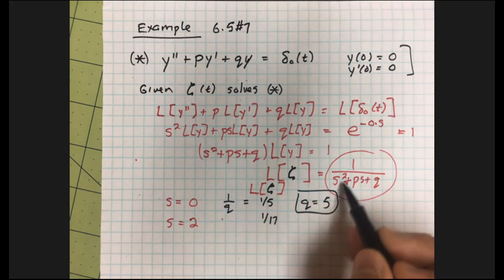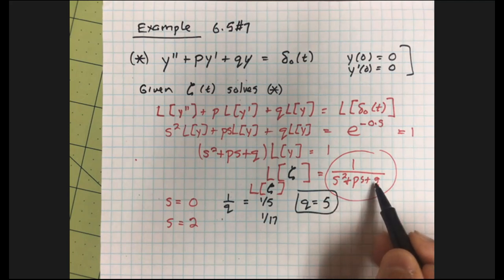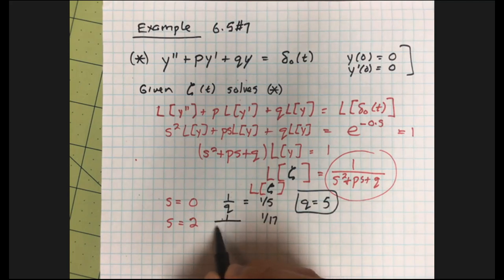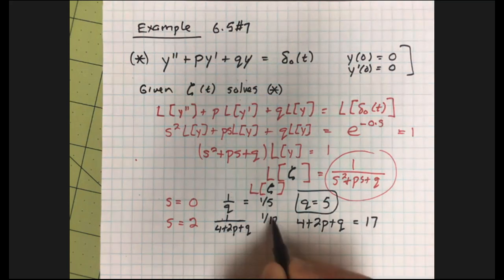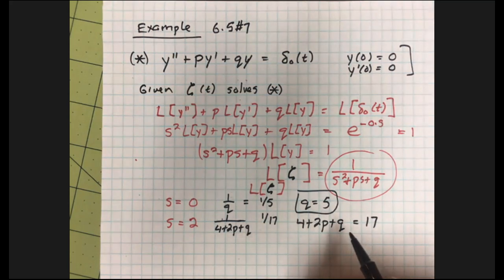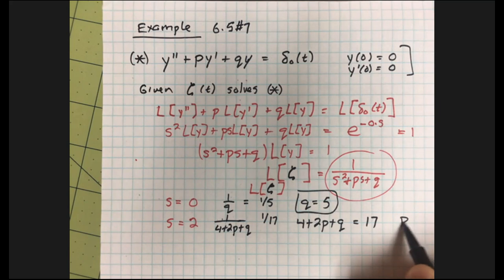When s is 2, I get a little more work here. I get 4 plus 2 P plus Q, so 1 over 4 plus 2 P plus Q. Well, that means 4 plus 2 P plus Q is 17, just by reciprocal. They set this up so that it would be mellow algebra work. So Q is 5, 5 and 4 is 9, subtract 9 from 17, 8, P is 4.